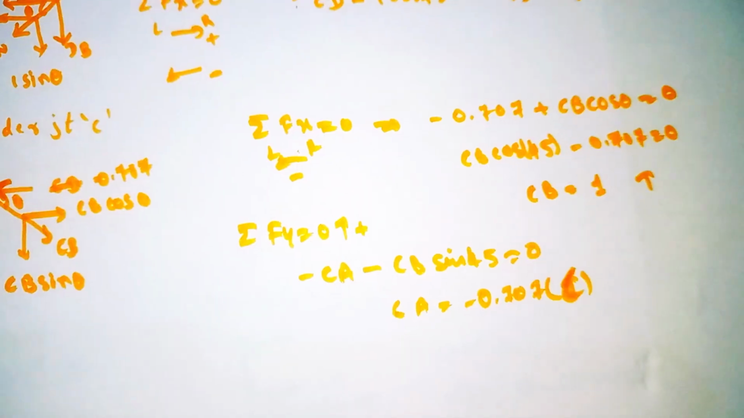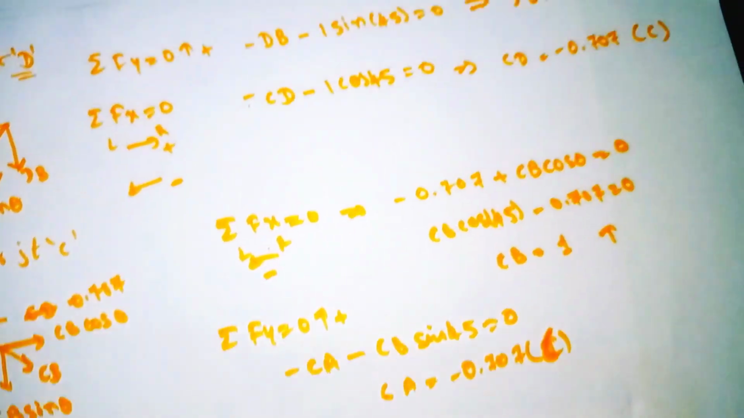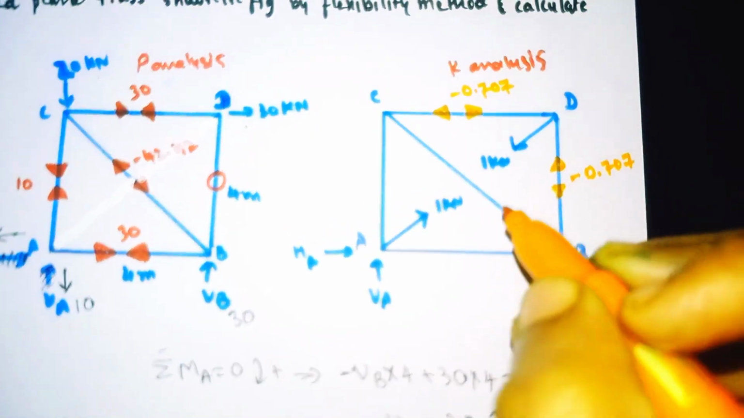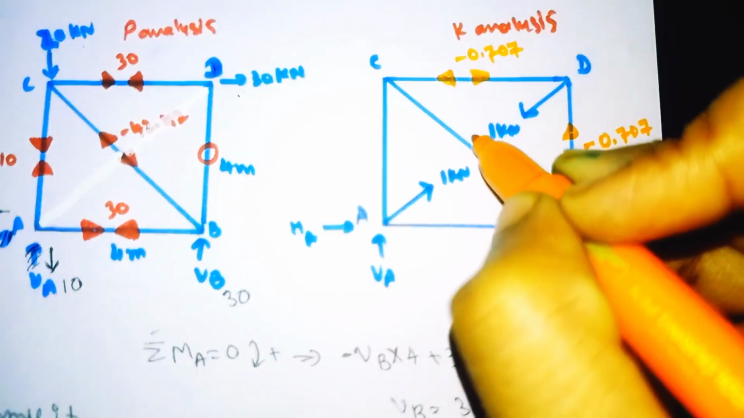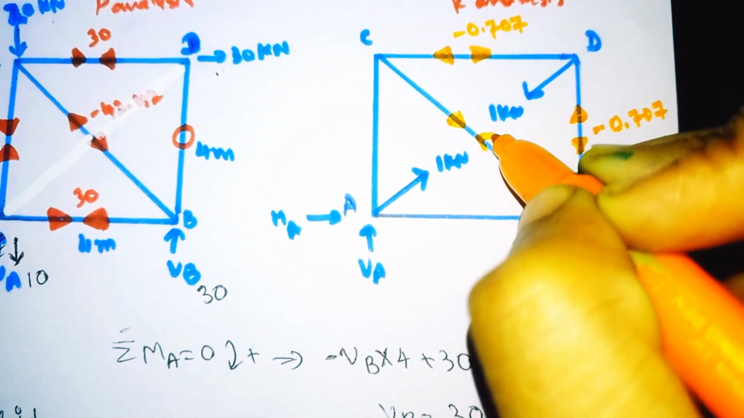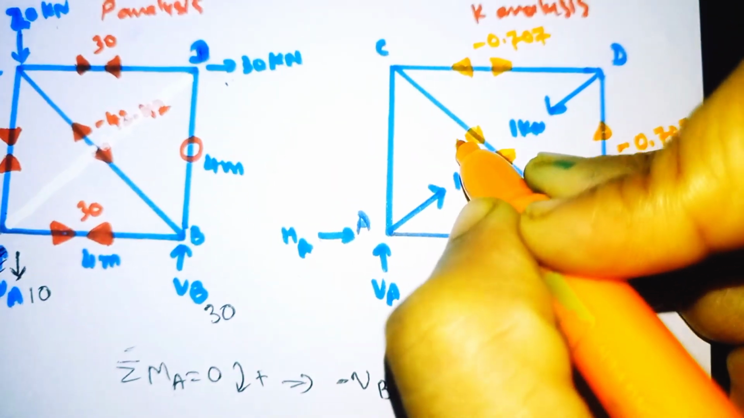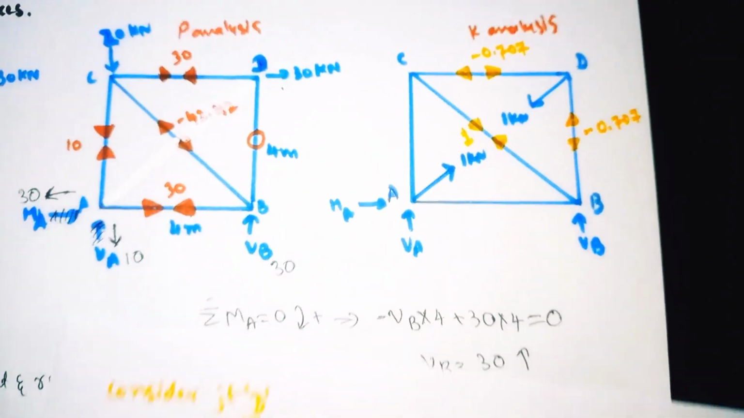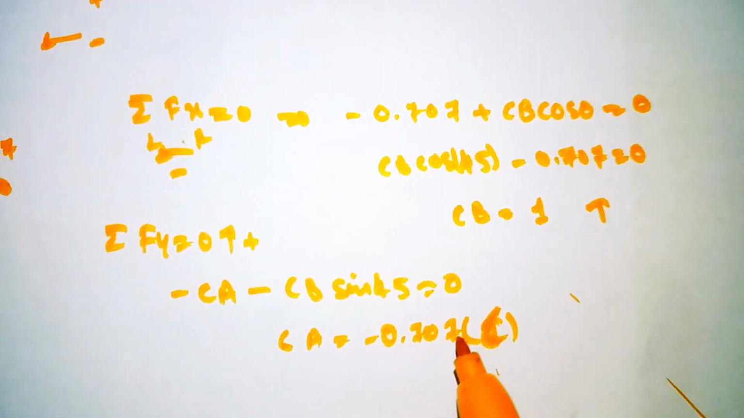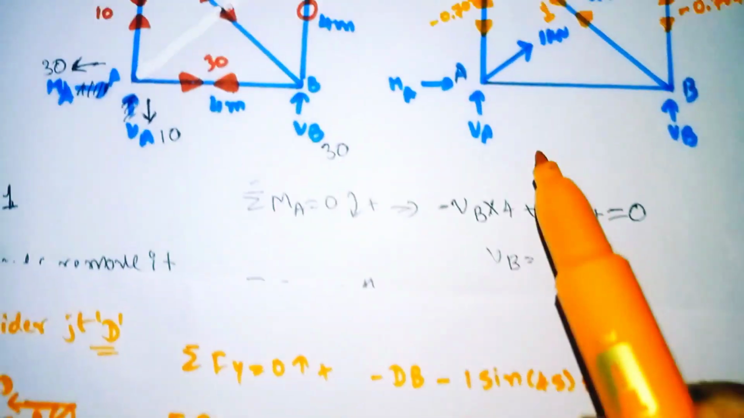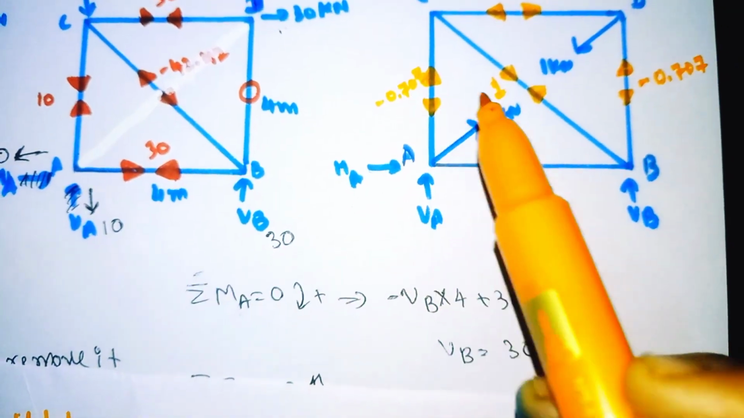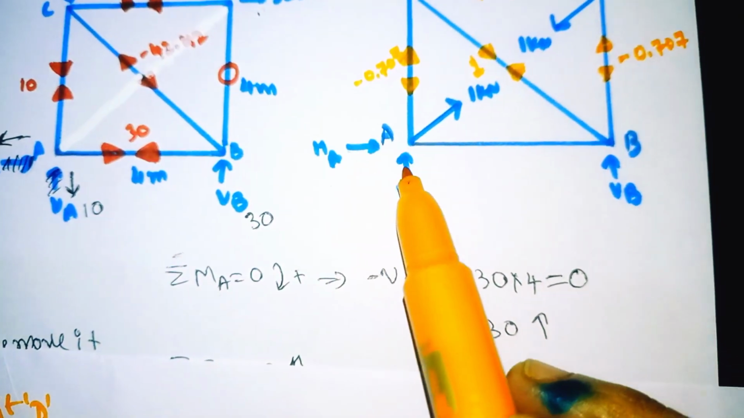So now we got the CB and CA value. Mark it here. CB value is tension 1, so it is in tension. Tension means moving towards each other. So the value we got was positive 1, and our CA value we got was minus 0.707. Compression means away from each other. So CA's forces are moving away from each other. So minus 0.707.